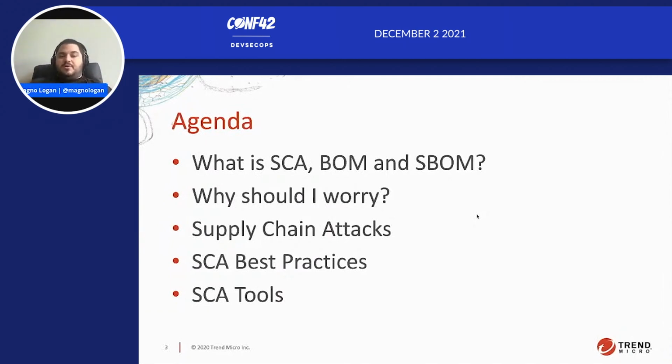And then we're going to talk about supply chain attacks, and one of the main reasons that they happen is because of open source libraries and dependencies that can be compromised, right? And then we talk about best practices and some software composition analysis tools. If we have time, I'll do a quick demo here.